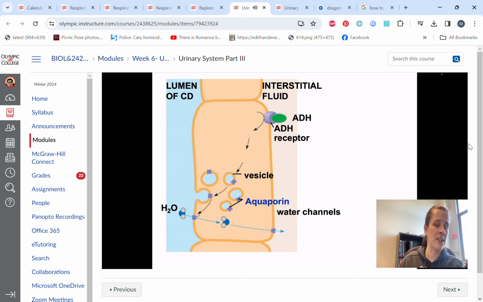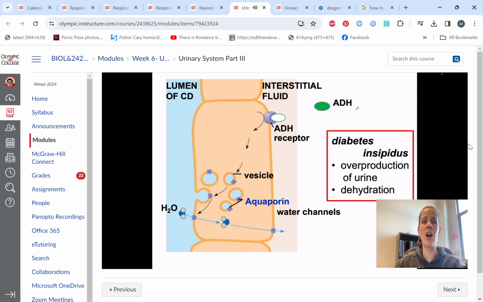When it's at the surface of the cell, water molecules can move from the urine into the cell and then across the cell. There are always aquaporins on the basal side that allow the water to diffuse across and into the interstitial fluid and eventually into the blood. Okay? So ADH is our hormone that is regulating this process.